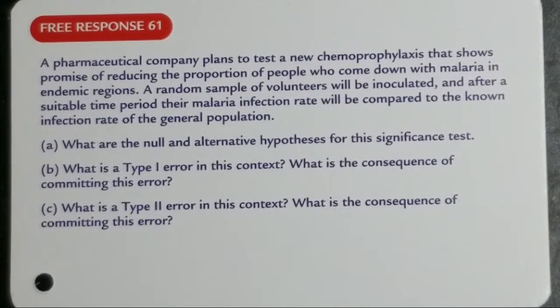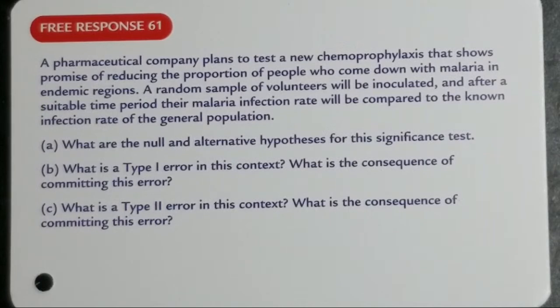They're taking the original infection rate, and they're basically trying to say, well, maybe the infection rate's going to be different. Maybe the original infection rate's going to stay the same. Innocent until proven guilty. The alternate hypothesis is that there is a difference. They want to know if it's going to reduce it, reducing the proportion of people who come down with malaria. So the alternate hypothesis would have to be that the new drug reduces the people coming down with malaria.